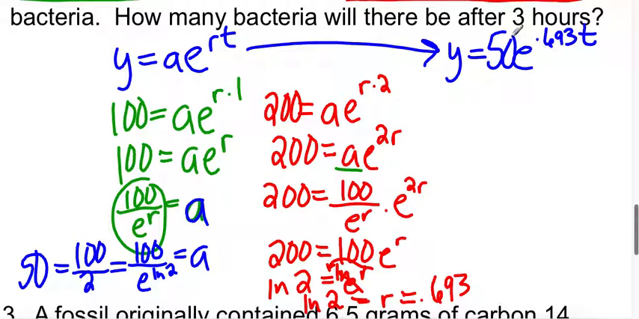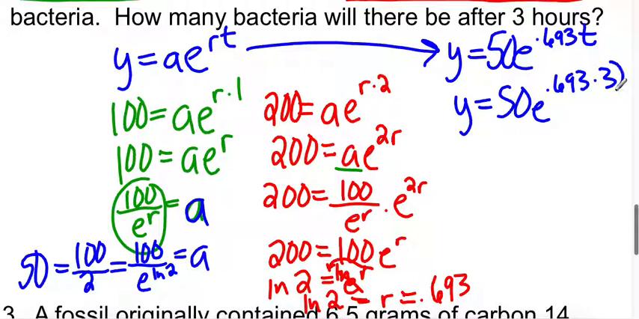Okay, so this blue equation models what's happening with our bacteria. We started with 50, and this is the rate of growth, 0.693. So the question was, how many bacteria will there be after 3 hours? So we can do 50 e to the 0.693 times 3. We're going to put that into our calculator. And when we do that, we find we are right around 400 bacteria.